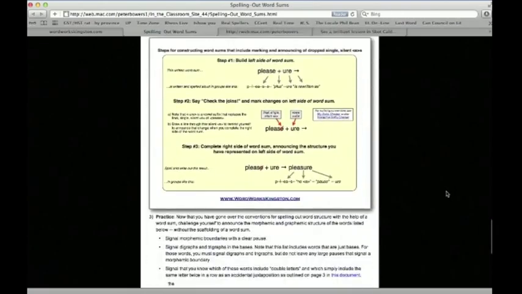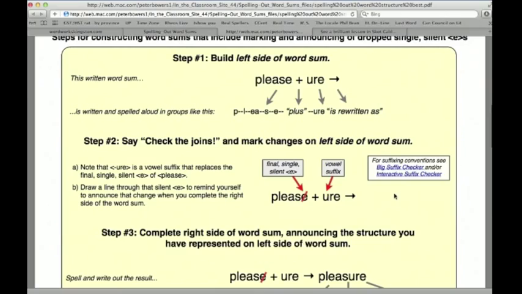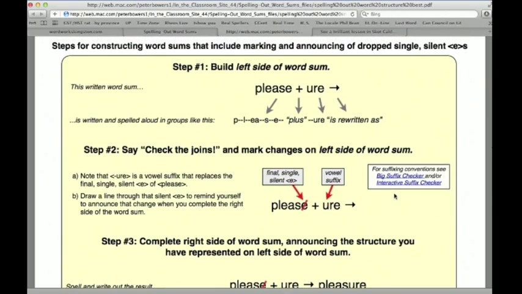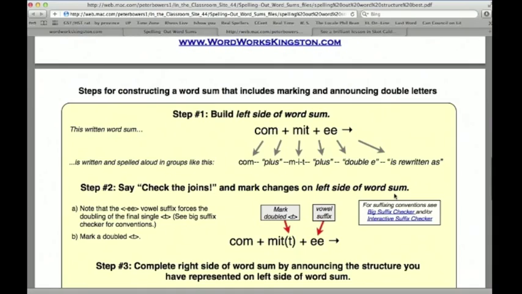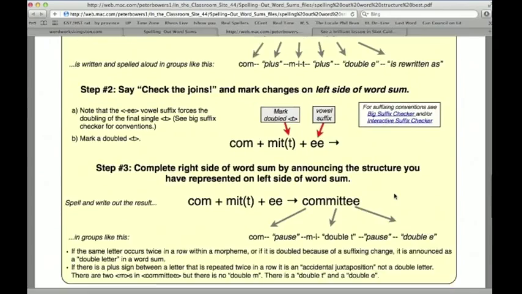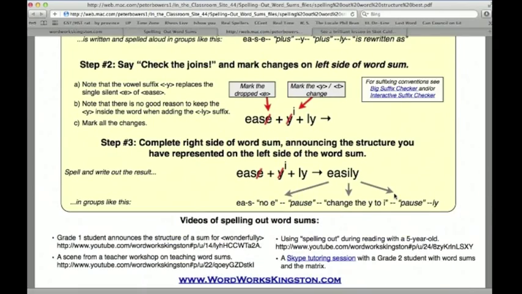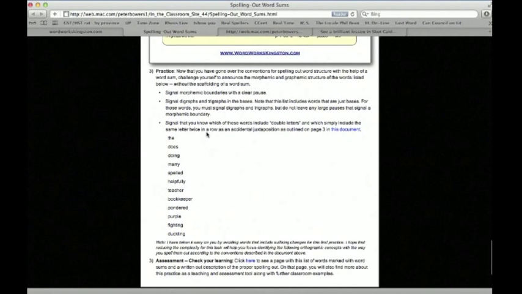And what eventually I want you to get to is this link for a PDF of all the conventions for spelling out. So there's a little bit of a description of this process, but the main thing is the actual laying out of the conventions for spelling out the word structure of any complex word, including all the suffixing changes. And what you can do with that right away is practice using that tool to help you spell out the words in this list of words that I've presented here.